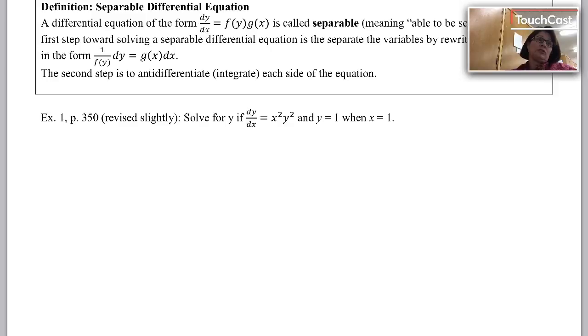And it might be a general solution if we don't have an initial value problem, or it might be a particular solution if we have an initial value and we can figure out what that plus c value really is. So just notice that all of the derivatives in our differential equations have been derivatives that are functions of x only.